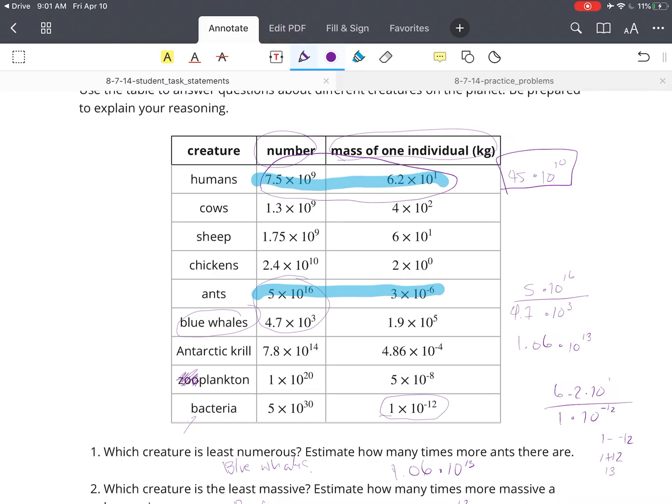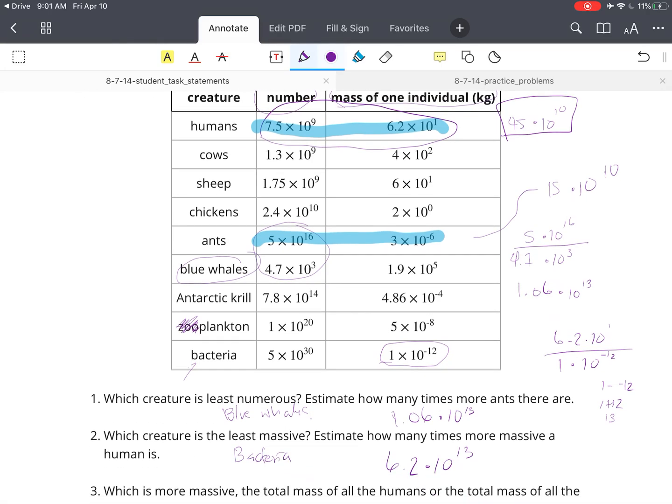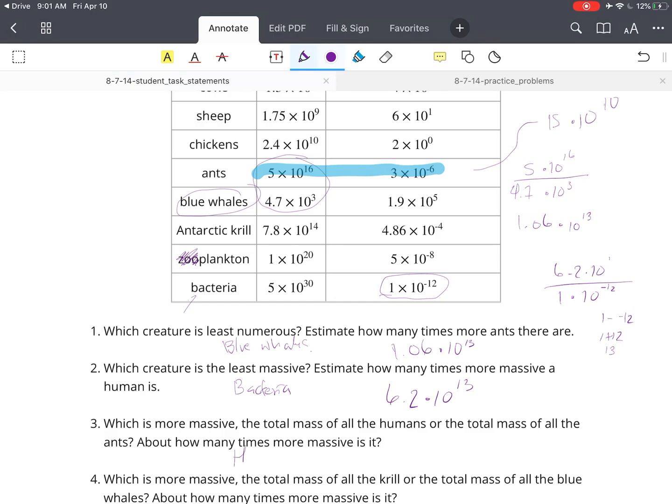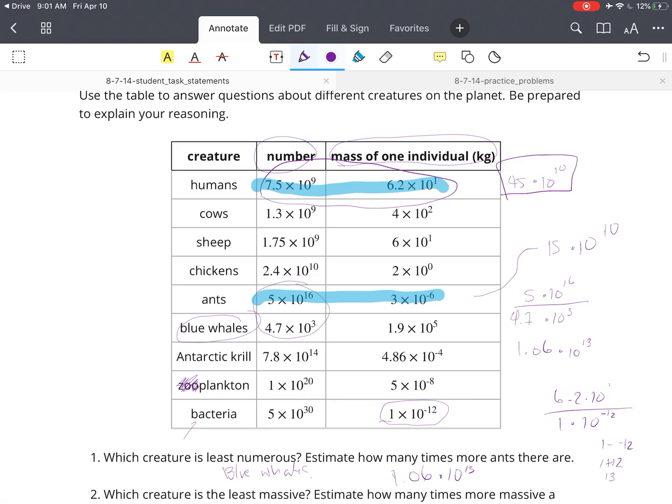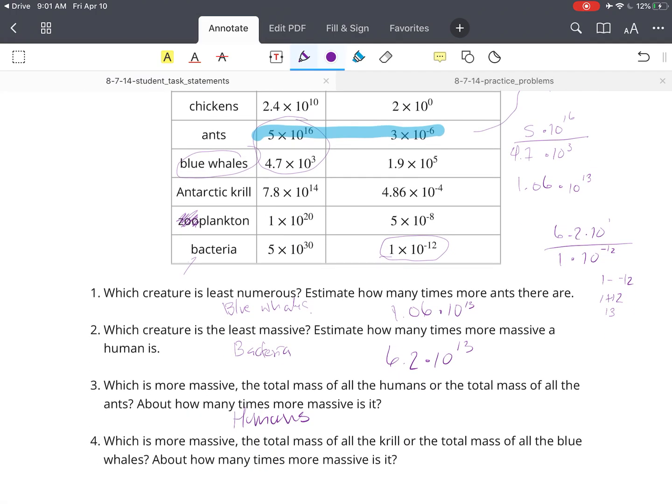And if we look at the ants, 5 times 3, that's 15, times 10 to the, well, that's 16 and a negative 6. We add those, so that's 10 to the 10th. So which one's bigger? Yep, humans. There's more mass for humans. But how many times more? If it's 45 compared to 15, you would divide 45 by 15, and you'll find that it's 3 times.